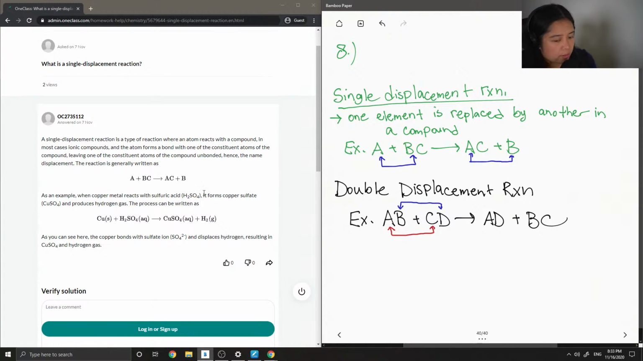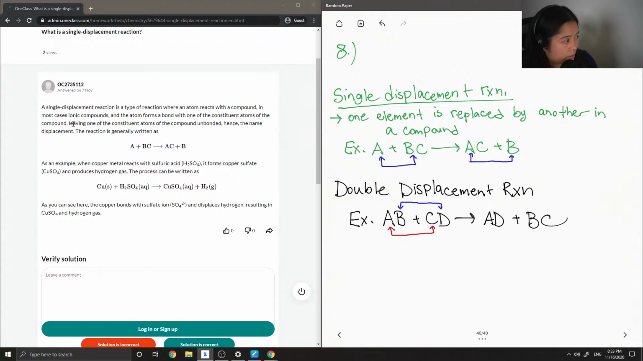Okay, so let's see what the junior tutor said. Single displacement reaction is a type of reaction where an atom reacts with a compound, in most cases ionic compounds, and the atom forms a bond with one of the constituent atoms of the compound, leaving one of the constituent atoms of the compound unbonded, hence the name displacement. The reaction is generally written as A plus BC makes AC plus B.